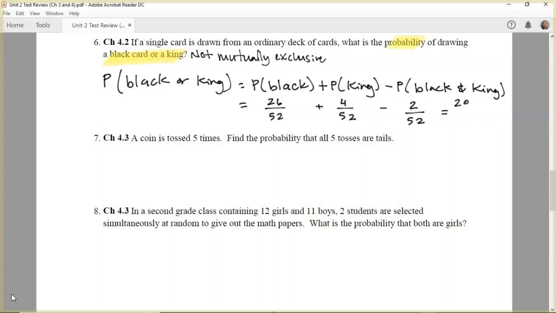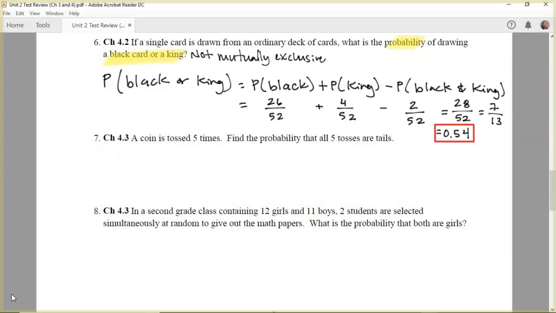So then we can get our resulting probability, which is 28 out of 52. And of course, we always want to reduce that or write the decimal equivalent. So 7/13 or 0.54. Now that number is higher than equally likely. So it is getting to the somewhat likely range that it either will be black or it will be a king.